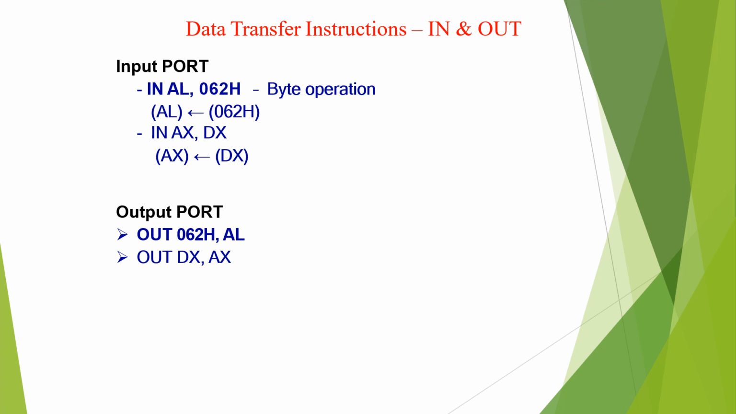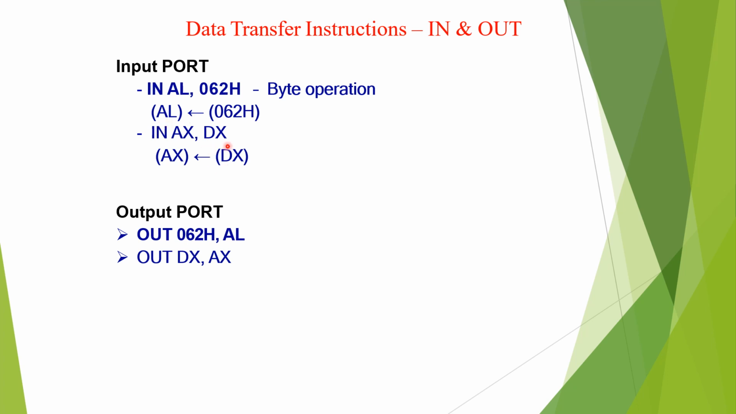Next data transfer instruction is in and out instruction. Here we are given a port address. It's an 8-bit port address. For reading data from the port, we are going to use in, and for writing data to the port, we'll be using the out instruction. In the first example, you can see in AL, 062H. So 062H is the port address, and whatever the data is present in that address will be copied or moved to the AL register.